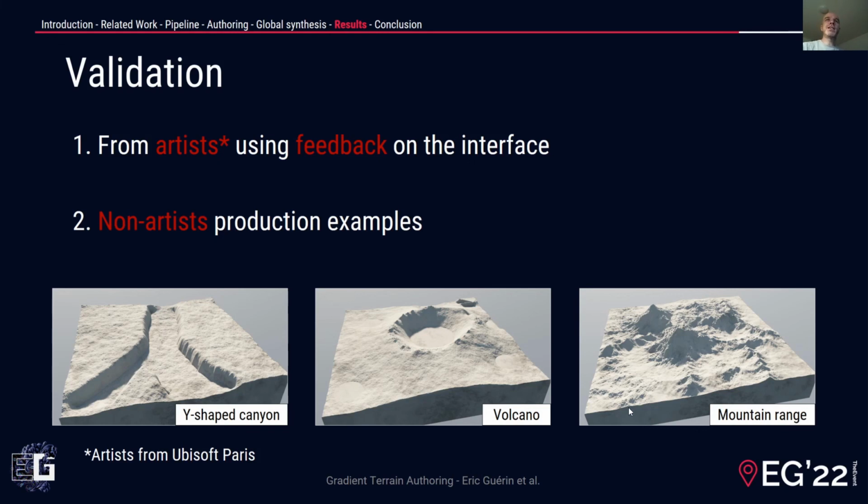We also asked non-artist users to author terrains according to simple text-based descriptions within a 10 minutes time limit. The three images show several examples: a canyon, a volcano, and a mountain range. Almost all users pointed out that the tools were easy to use with a quick learning curve.